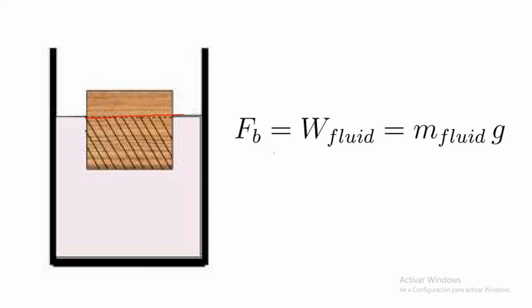But here, the same formula applies, except it's not the full weight of the object that matters. In this case, the weight will be the apparent weight. This is the weight that the object seems to have when it's submerged underwater.